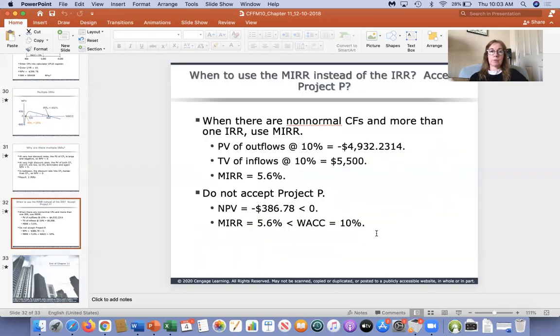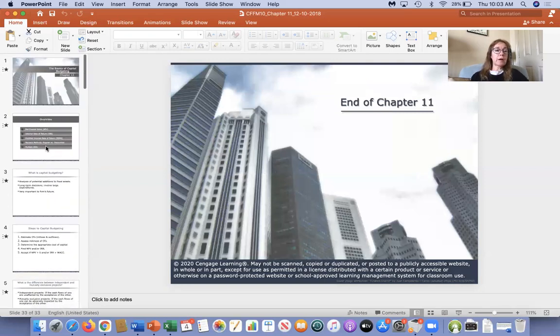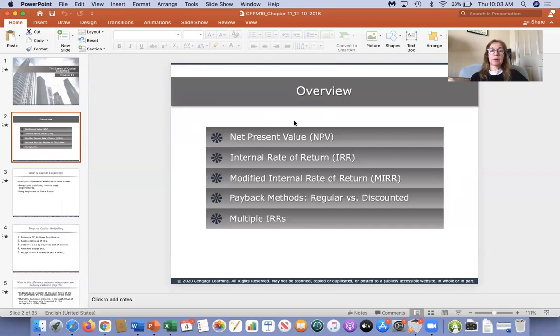Okay, so just to recap, for this chapter, make sure that you understand how to calculate the net present value, internal rate of return, the modified internal rate of return, and then the two payback methods. And understand why you can have a conflict between the NPV and the IRR. And if you have a conflict, you should fall back on the NPV.